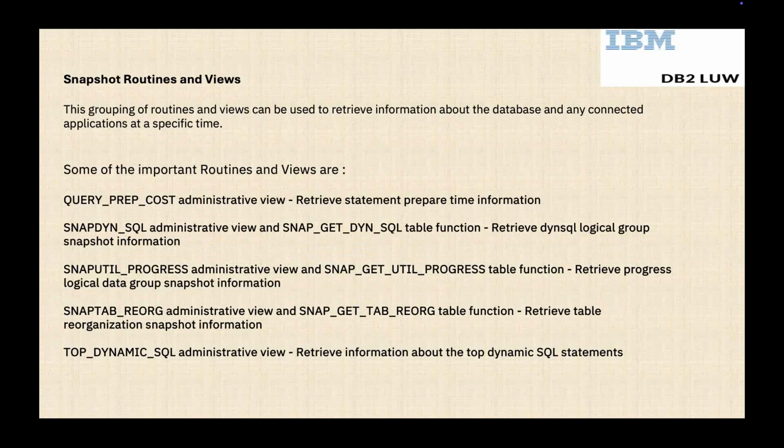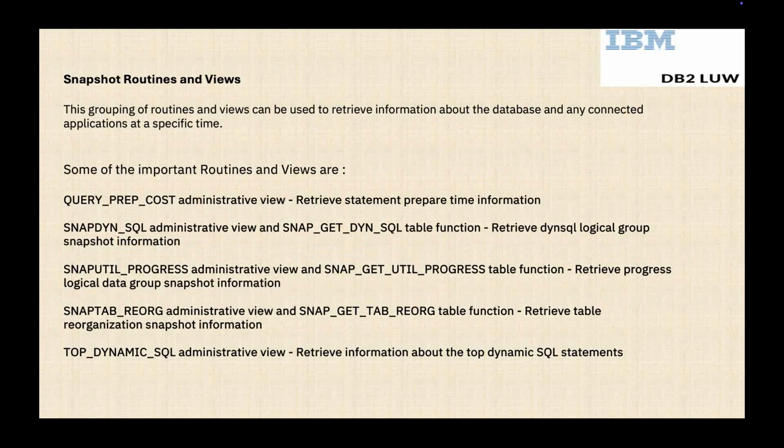So what is the first one? The QUERY_PREPARATION_COST administrative view. What is the advantage of this view? I can use this view to retrieve statement preparation time information from the system. Next, I have the SNAP_DYN_SQL administrative view, and I have the SNAP_GET_DYN_SQL table function too. Both are different. So the SNAP_DYN_SQL view I can use to retrieve dynamic SQL information. Similarly, I can use the table function SNAP_GET_DYN_SQL also to get the dynamic SQL.